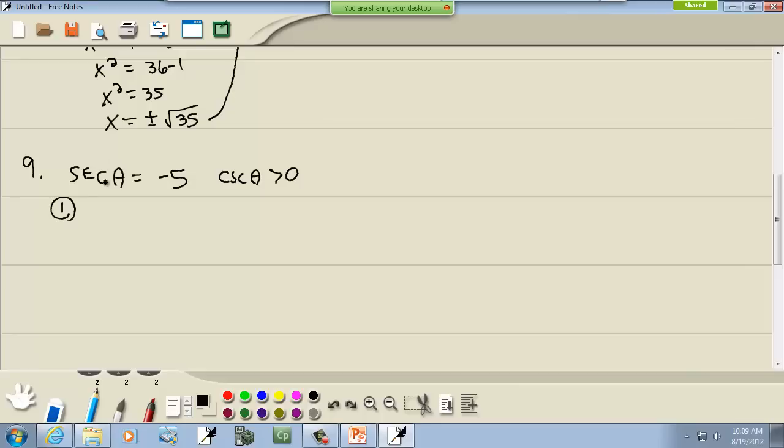So the r doesn't make any difference in that because r is always positive. So this is saying basically x is negative. Well, x is negative here and here. Now cosecant is r over y, and again r doesn't really apply at all, so we're just dealing with y. So we're saying y is greater than 0. So y is positive. Well, y is positive here and here. Where they're both true is in quadrant 2.